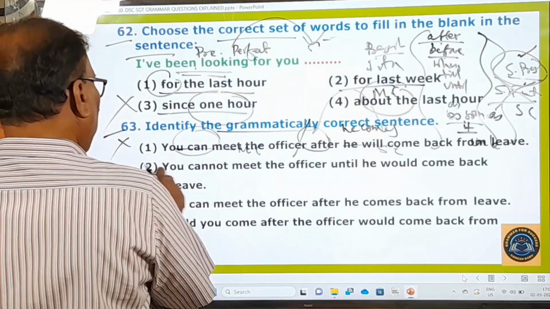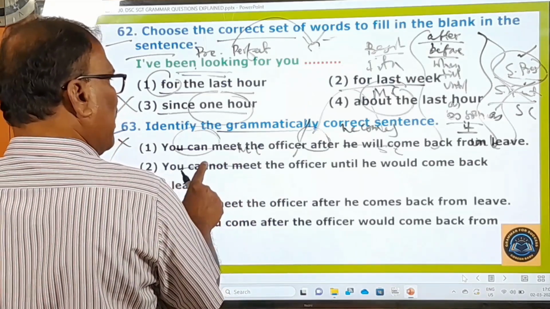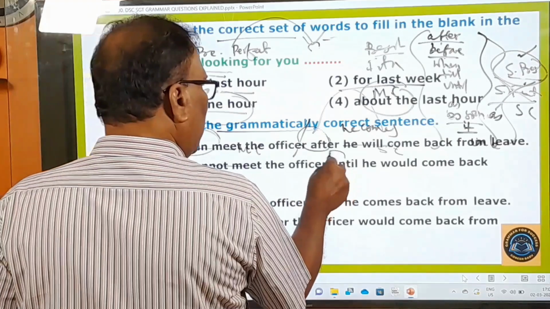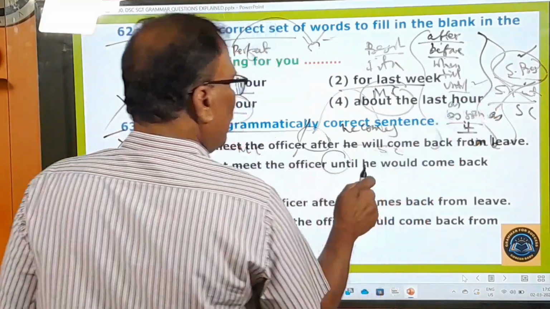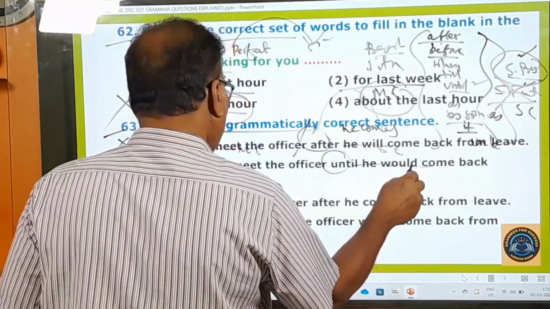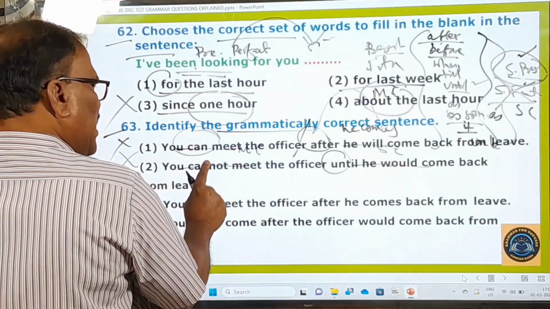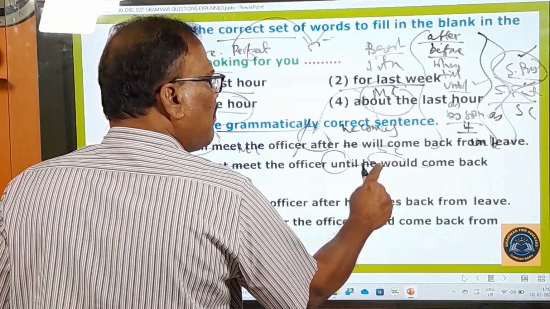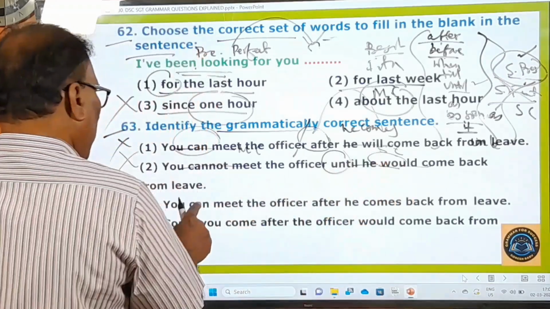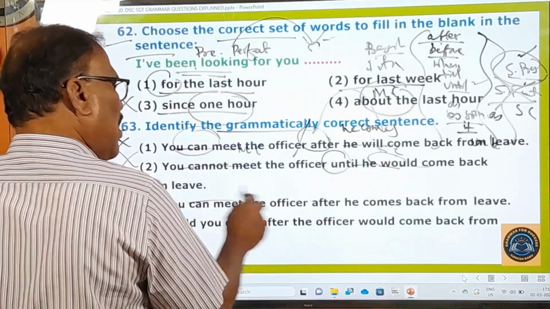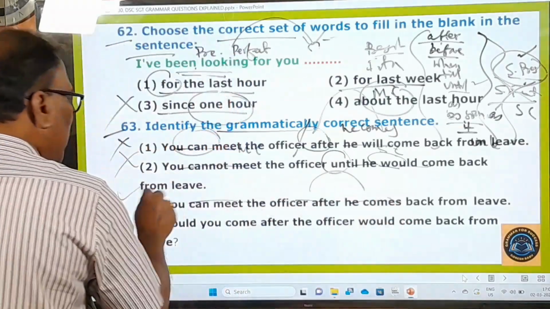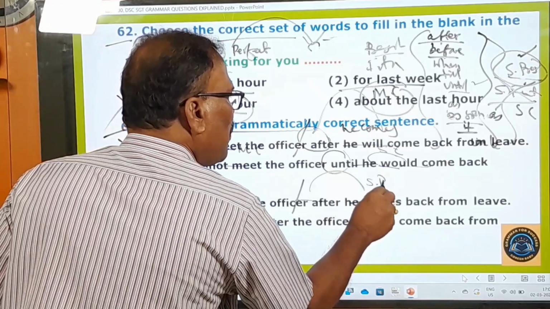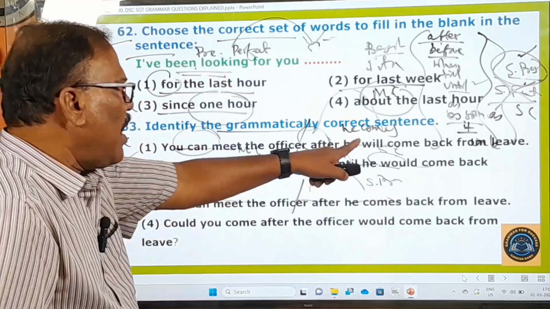And here, the second one is there. You could meet. Again, present can means present tense, could is past tense. So present tense is there, and here until is there. After that, would is there, past tense is there. That's why this is wrong. Present tense and after this past tense, that too with the past tense of will, which is would. No, it's wrong. And the third, you can meet, again present tense, after he comes back. This is absolutely correct. After this conjunction, there must be only simple present but not simple future. That's why this is correct.